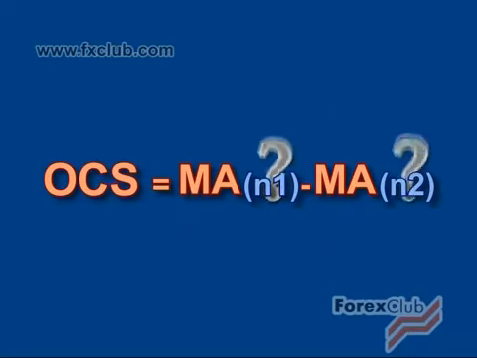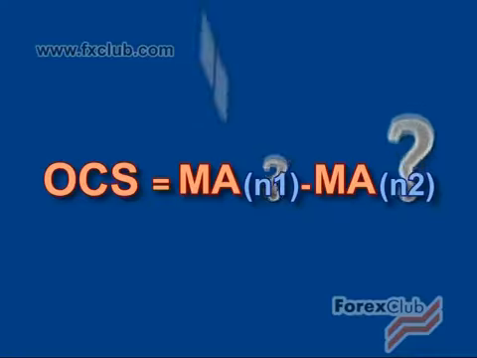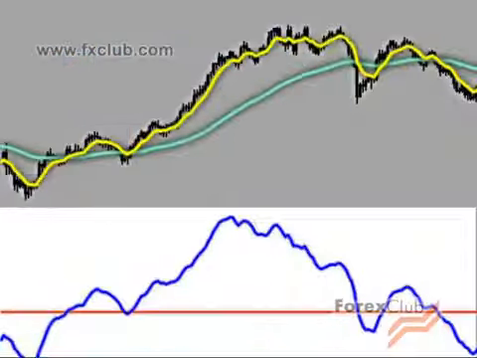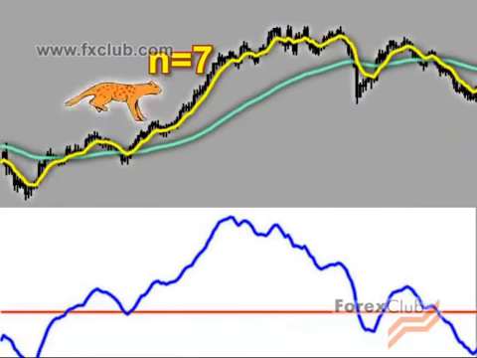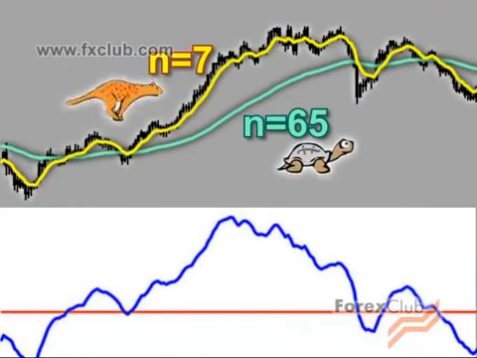I'd now like to discuss the selection of the appropriate time periods N1 and N2. Let me run through a few examples. Here is a daily chart of Japanese yen. The values of N1 and N2 have already been selected. They are 7 for the fast line and 65 for the slow line. But why?